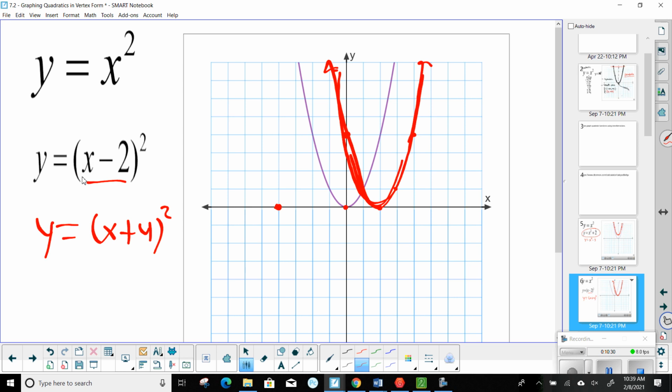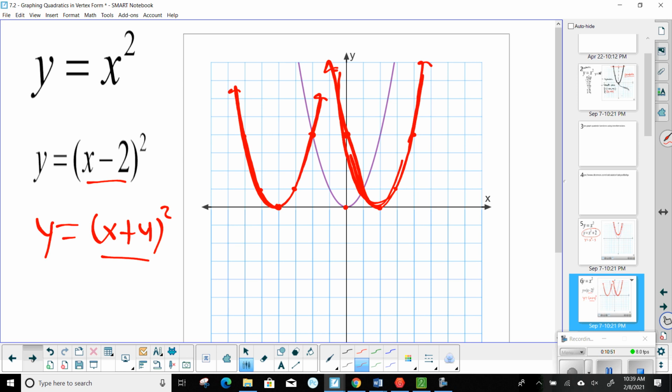And then from there, I go over 1, up 1 for the next 2 points. And then I go over 2, and 2 squared is 4. So over 2, up 4, left 2, up 4. And there's my parabola. That's if I add. So that's the trickiest one, right? If you're subtracting on the inside, it moves it to the right. If you're adding on the inside, it moves it to the left.